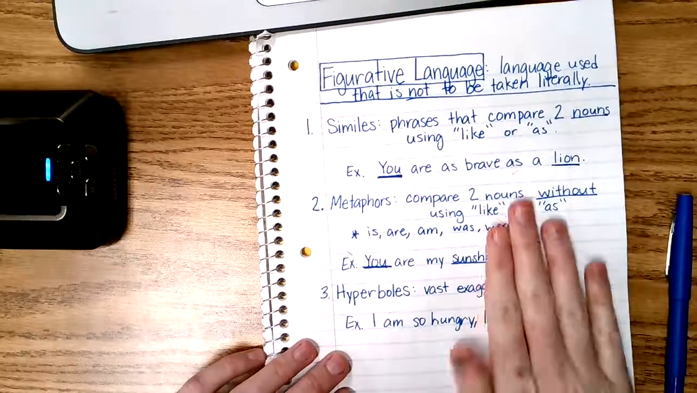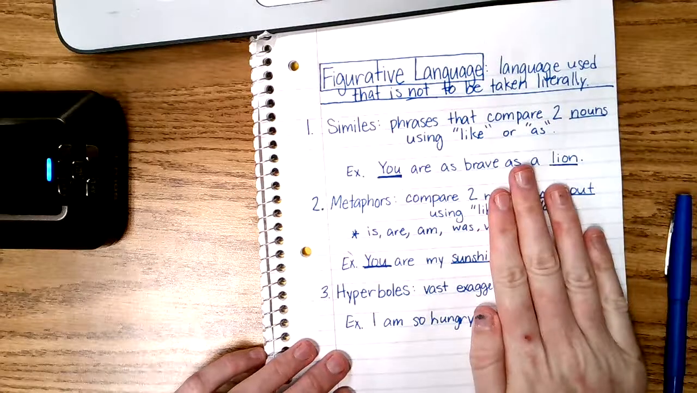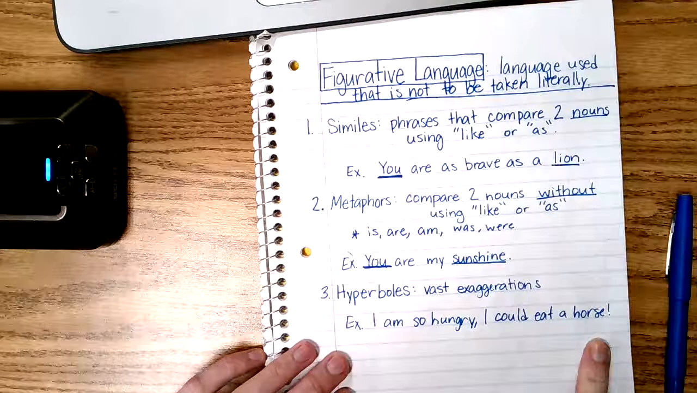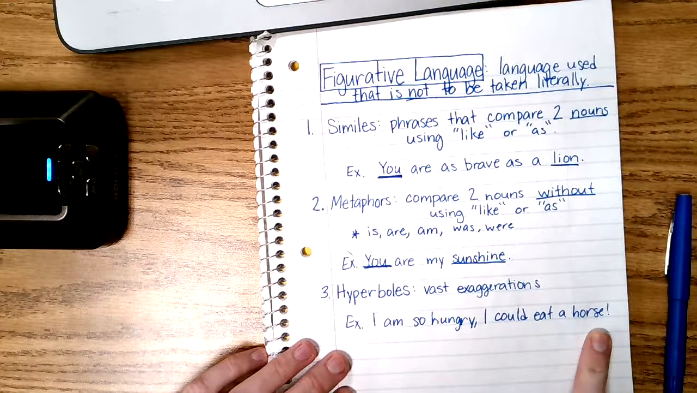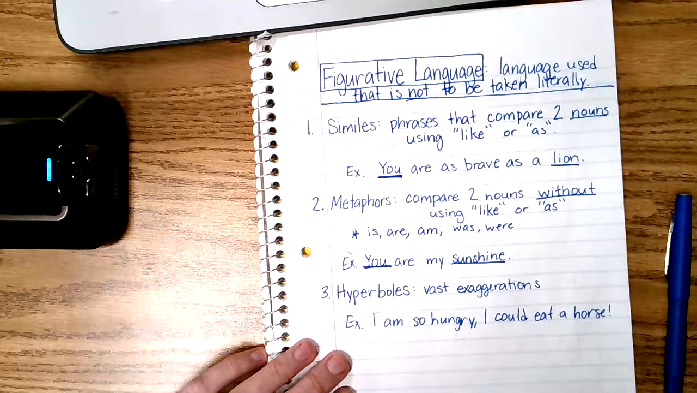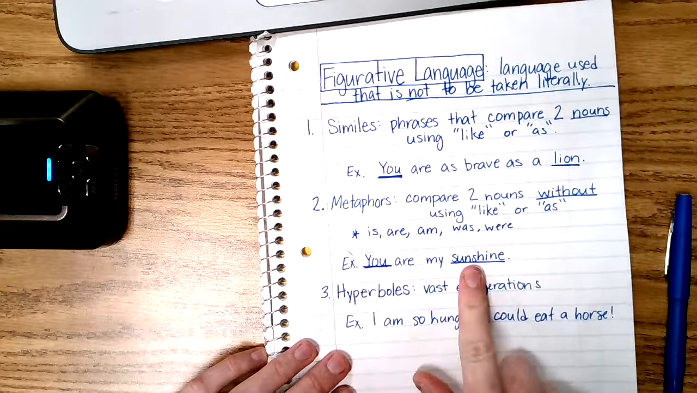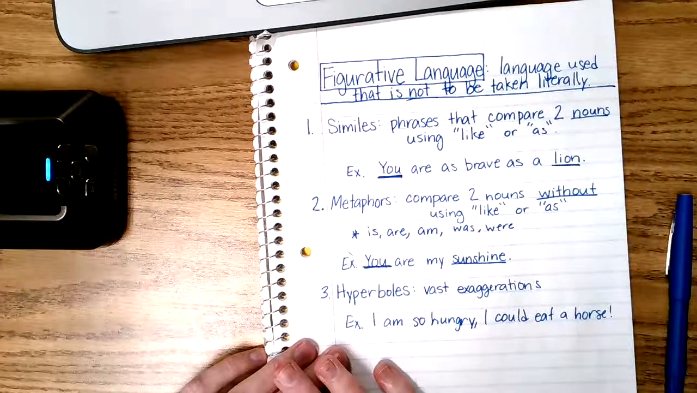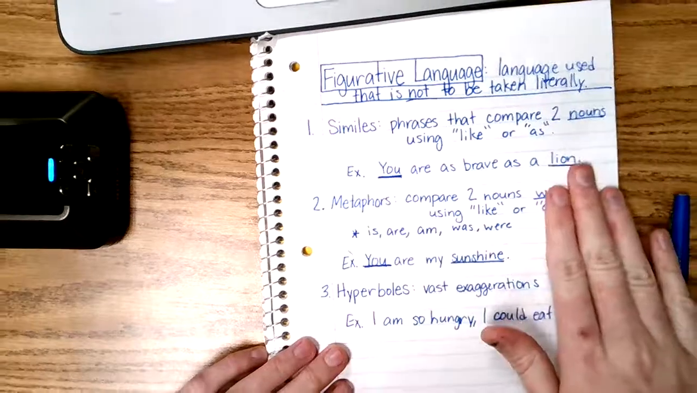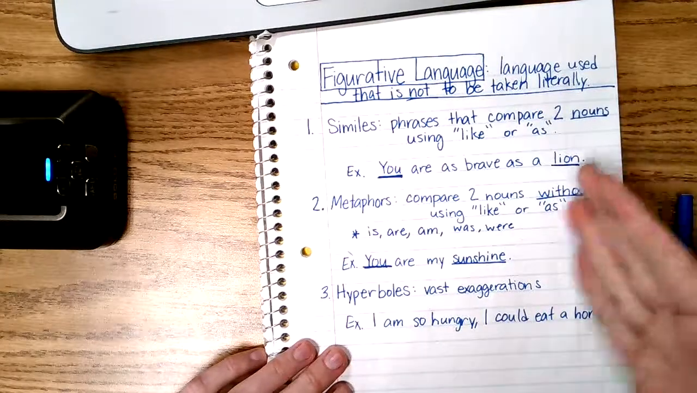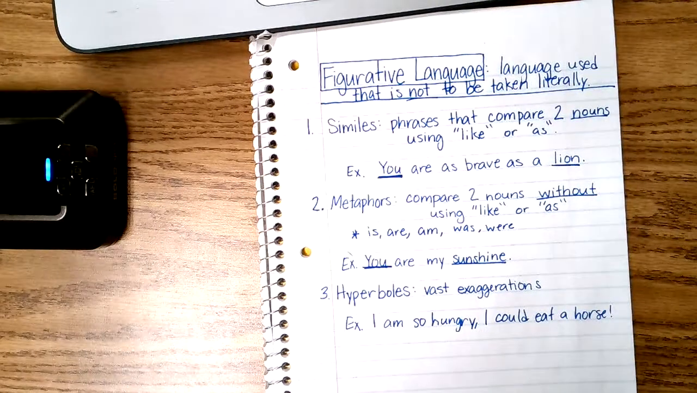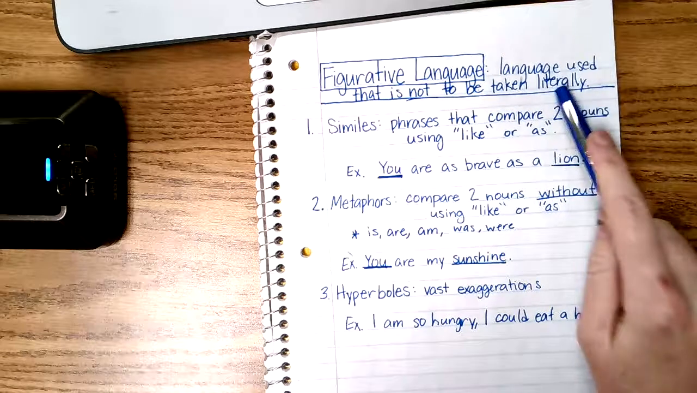If I just had I am so hungry, that would be literal. There's nothing not literal about that. The person just is hungry. But if I say I am so hungry I could eat a horse, of course you can't literally eat a horse, but that just means you're super hungry, right? If I say you are my sunshine, of course that person isn't literally sunshine. They just make you happy. If you're saying you are as brave as a lion, not really a lion, they're just really brave like one. So all of these things are examples of figurative language because they're not to be taken literally.